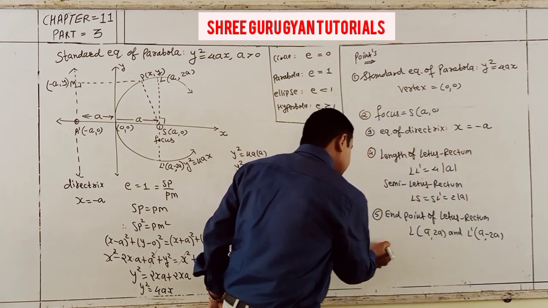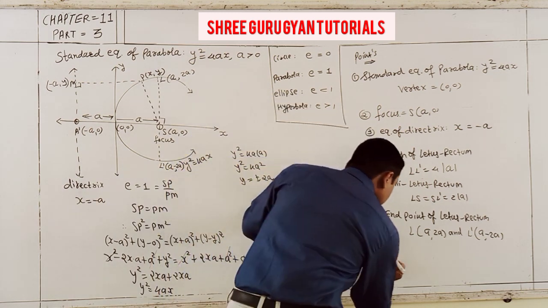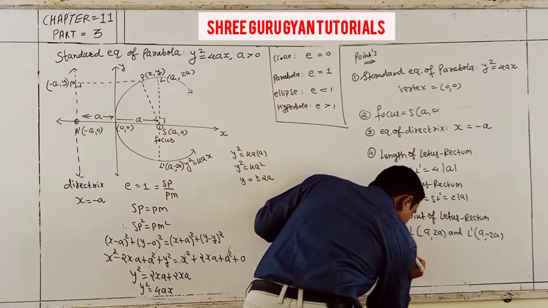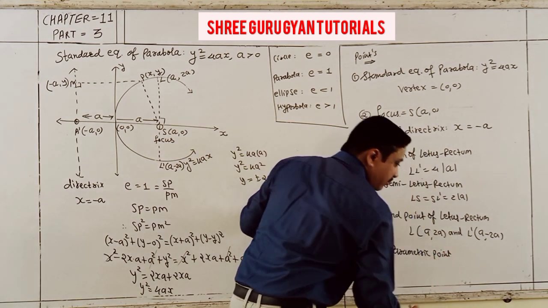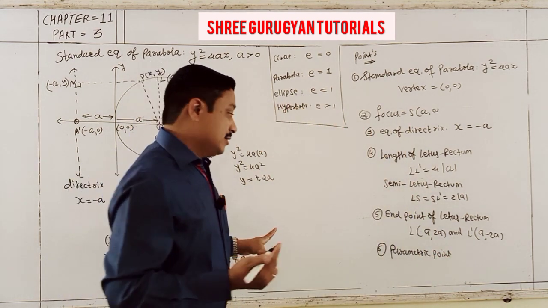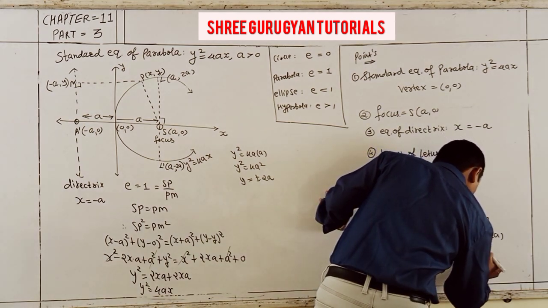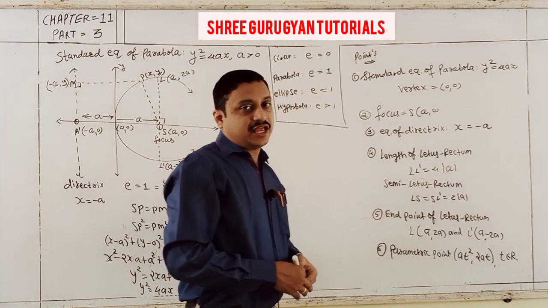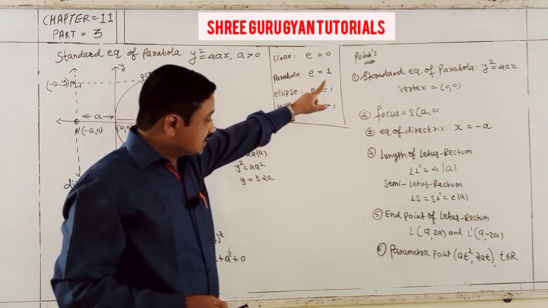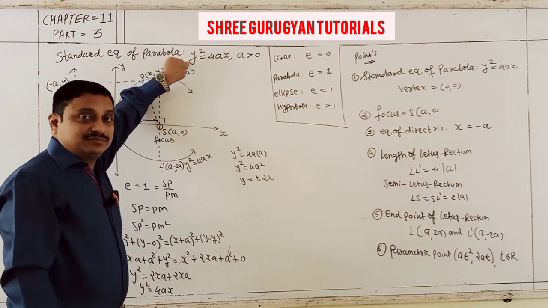And the sixth point, yes, the sixth point is a parametric point, students. Parametric point means any point on the parabola, which is (at², 2at), where t belongs to R. And these are the 6 main points you learn by heart for this figure number 1.